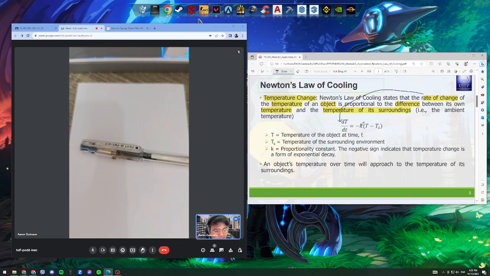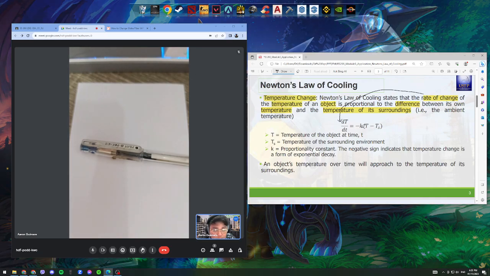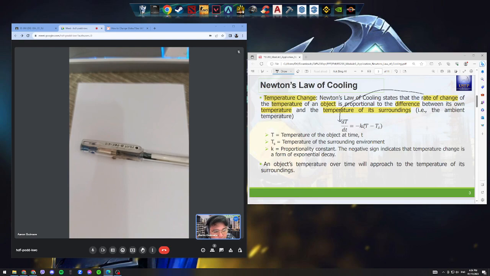As you can see, it's almost the same as our exponential growth and decay, but here it is denoted with a negative sign. It was emphasized that the negative sign indicates that the temperature change is a form of exponential decay. So how do we get its model equation or general solution? It's by the same approach as in exponential growth and decay.